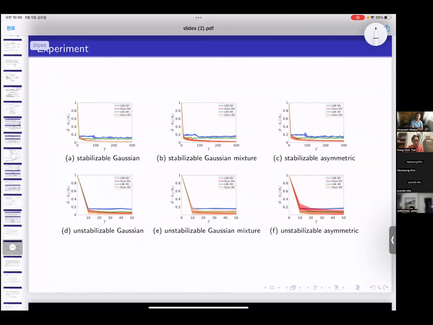And this is the experimental result. The red line over here indicates that our algorithm performs better than the classical ones. So I think I can stop here.